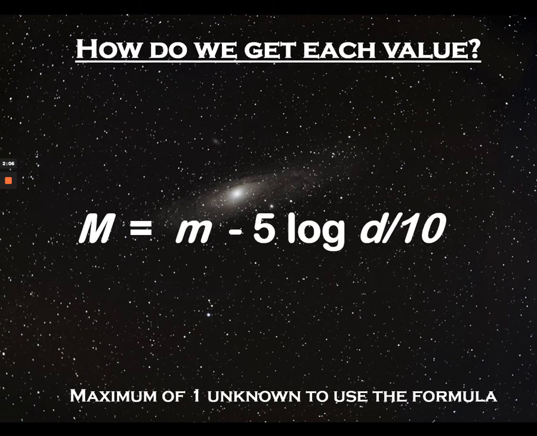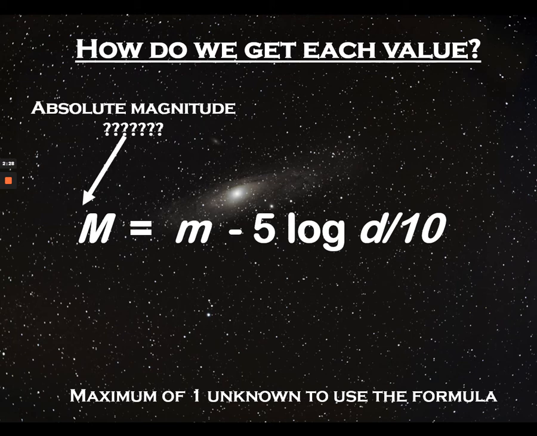Now, to use any formula, to work out anything in any formula, you can only have one unknown. If you have two unknowns, all you could work out is a ratio. Or you might come up with a clever way of combining it with another formula, equating, cancelling out. But essentially, you need to know everything except one thing, and then you can work out that last thing.